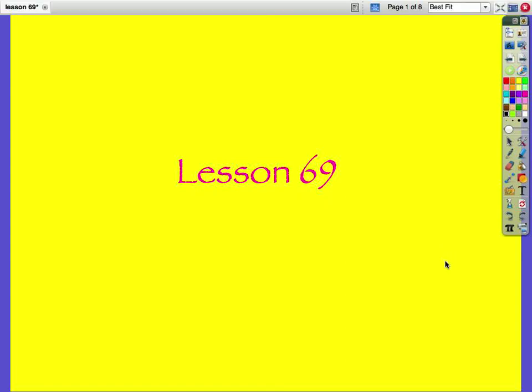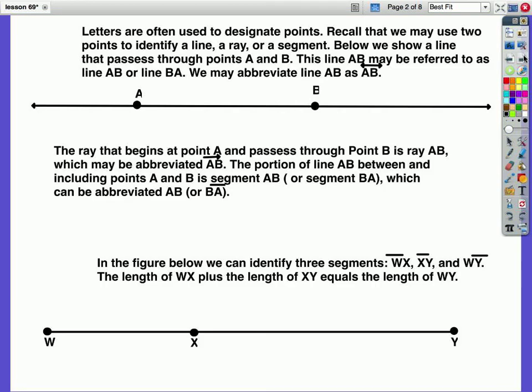For lesson 6 and 9, we're going to talk about lengths of segments and complementary and supplementary angles. So letters are often used to designate points. Recall that we may use 2 points to identify a line, a ray, or a segment. Below, we show a line that passes through points A and B. This line may be referred to as line AB or line BA.